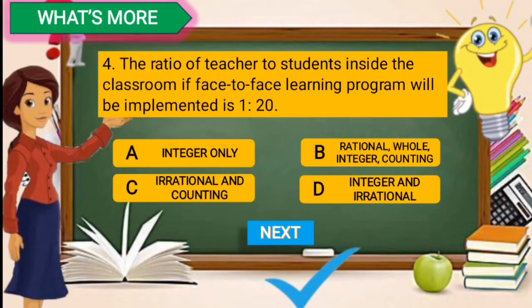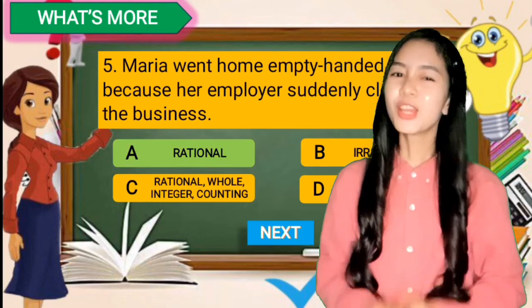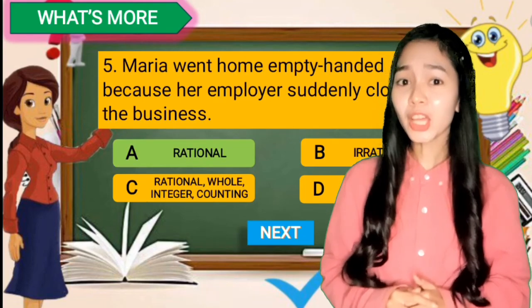Number 4. The ratio of teacher to students inside the classroom if the face-to-face learning program will be implemented is 1:20. It is a rational, whole, integer, and counting. Number 5. Maria went home empty-handed because her employer suddenly closed the business. It is a rational. You did a great job in applying what you have learned.